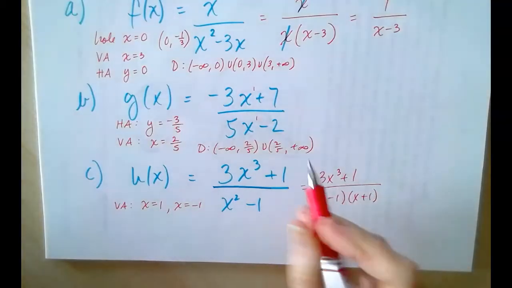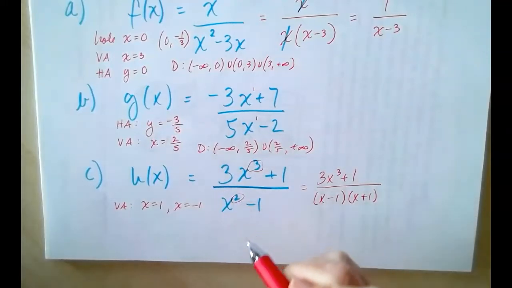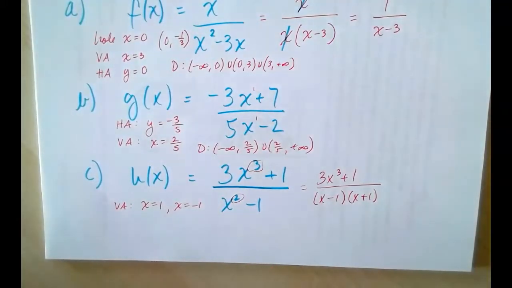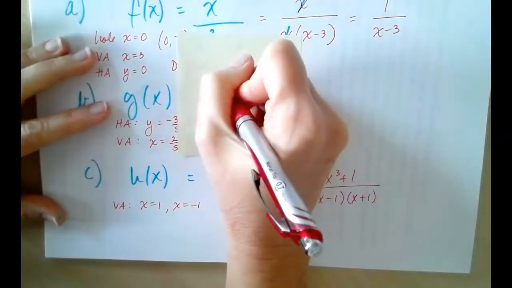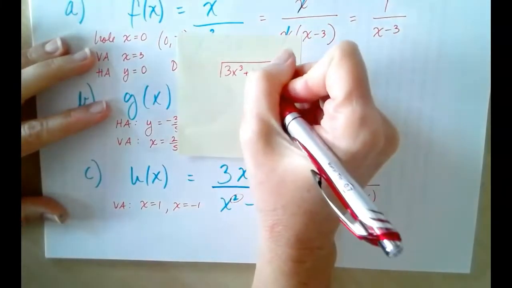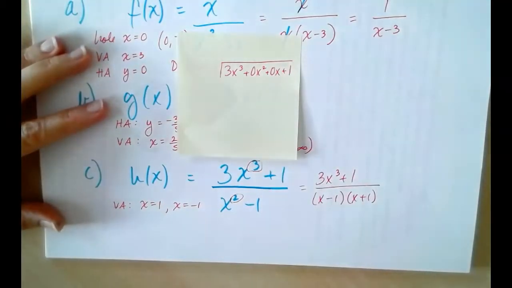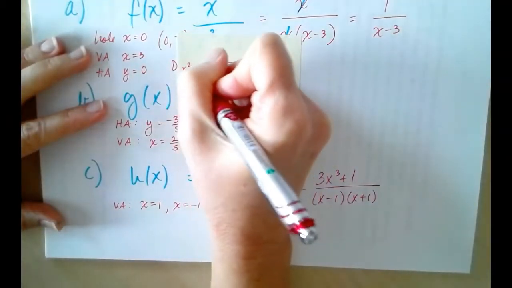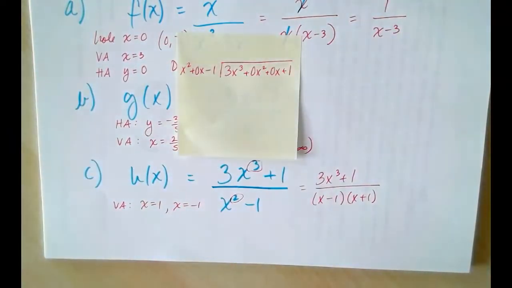We will have a slant asymptote because the degree of the numerator is 1 greater than that of the denominator. In order to find our slant asymptote, we need to do long division. So what do we have? We have 3x cubed plus 0x squared plus 0x plus 1 over x squared plus 0x minus 1. Remember, to do long division, you need every power of x represented.